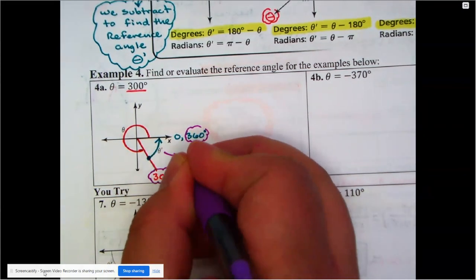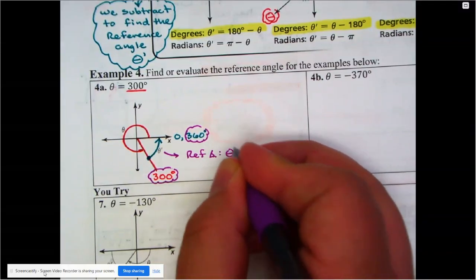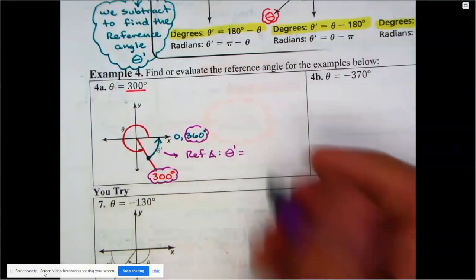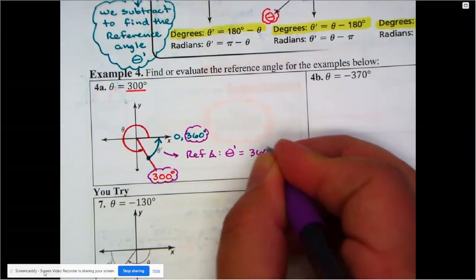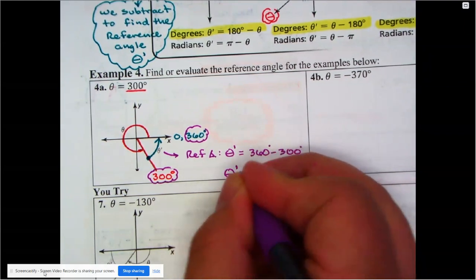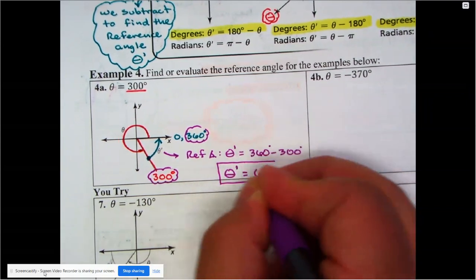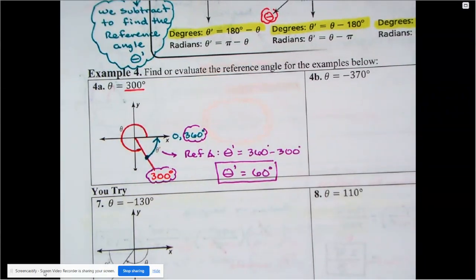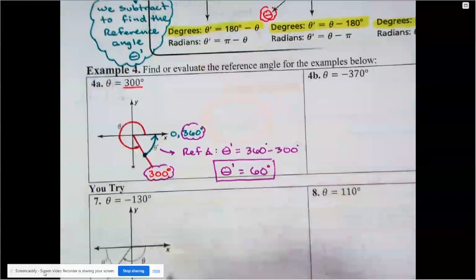For my reference angle, theta prime, here's how I would find it. I'm going to go the bigger number first, so 360, and I'm going to subtract the 300. And just like that, my theta prime, my reference angle, is just 60 degrees. And there, I'm done. I have officially found the reference angle just like they wanted. Now look at the checkpoints. Is it positive? Check. Is it less than 90? Check. Those are the two things you have to make sure that you get. Let's try this again.